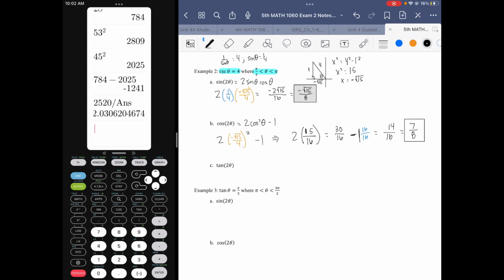Now this tells us that cosine is positive, which tells us we are indeed down here in quadrant 3. Okay.